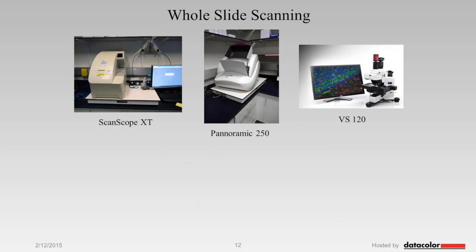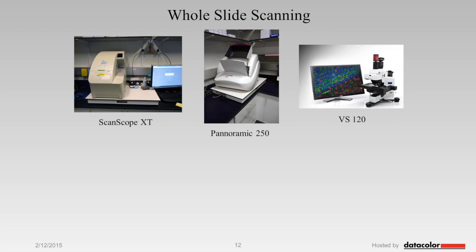So we have 3 slide scanners at the moment in our laboratory. One is the ScanScope XT from Aperio. Then we have 2 panoramic 250 scanners and 1 Olympus VS120. Now all of them are slightly different, and each of them has pros and cons. The ScanScope XT is more like a workhorse, very reliable, but only does bright field. The panoramic 250 does both bright field and fluorescence and is very fast. And the VS120 is really a high performance but low throughput fluorescent and bright field scanner.